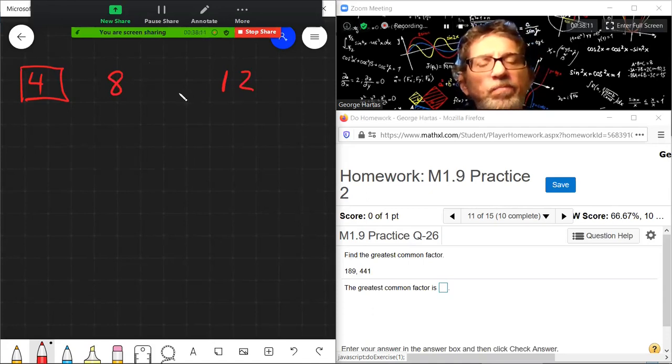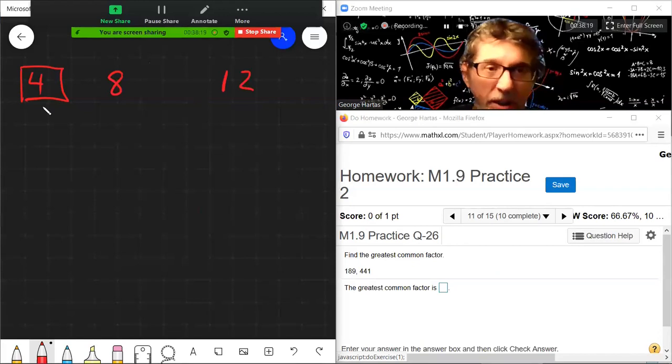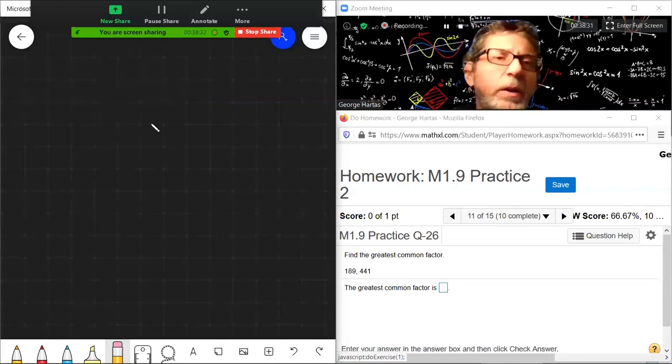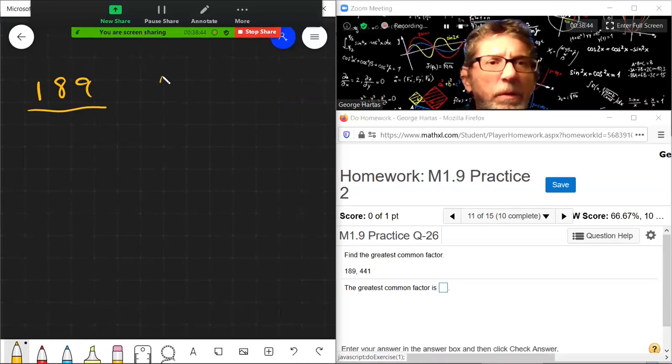So that's in general what it means, okay? Greatest common factor is the biggest number that divides into 2 different numbers. I'll explain more as we do this particular problem. So let's dive into this problem here. Now they give you a nice big number here to deal with. So we have 189 and then we have 441.